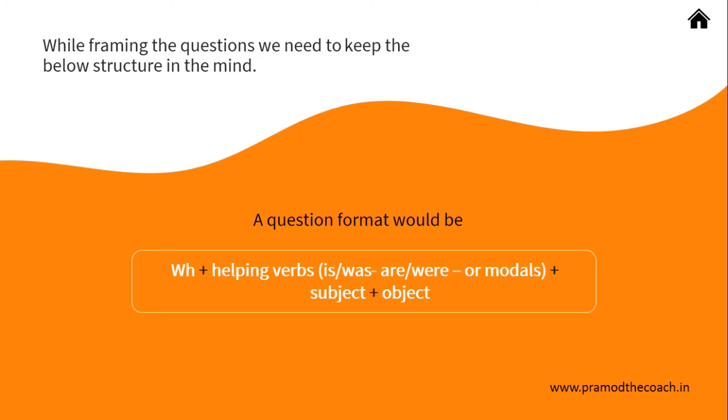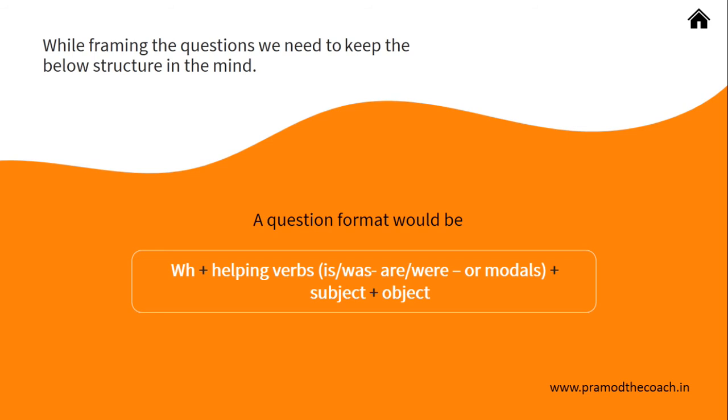While framing questions, we need to keep the below structure in mind. A question format would be first WH, then helping verb. Helping verbs are is, was, are, were, modals also, and then subject plus object. So WH: who, helping verb: is, subject: Rama, object: beating. So, who is Rama beating? Who is Rama beating?